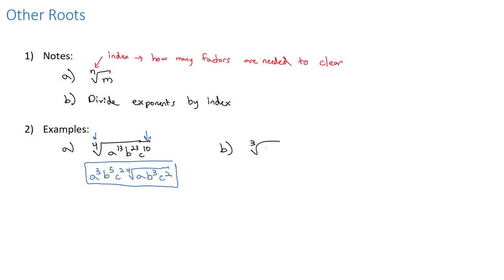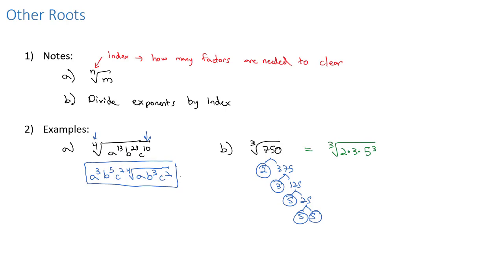Let's try one more example. Let's do the cube root of 750. Well, just like before, we have to factor that number. 750, that's going to be 2 times 375. That's going to be 3 times 125. That's going to be 5 times 25. And that's going to be 5 times 5. So now we've got the cube root of a 2, a 3, and a 5 cubed.